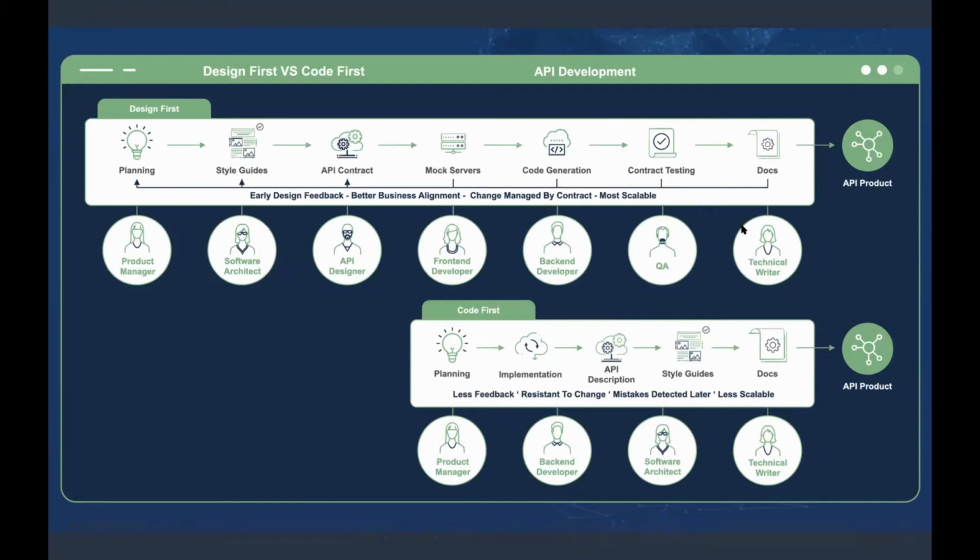Let's start with code first. If you notice there at the bottom, we have a diagram that starts with the planning stage, and you'll have somebody that can represent the interests of the business. So very often you'll have a product manager that can articulate what the business will need from their APIs, new endpoints, new services. Very likely there's always a business objective that's driving all of that.